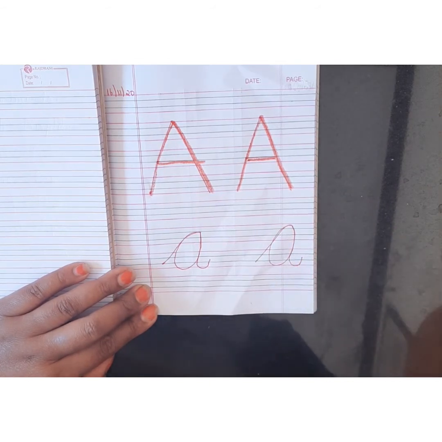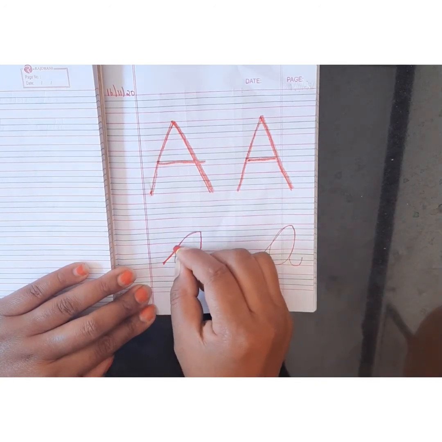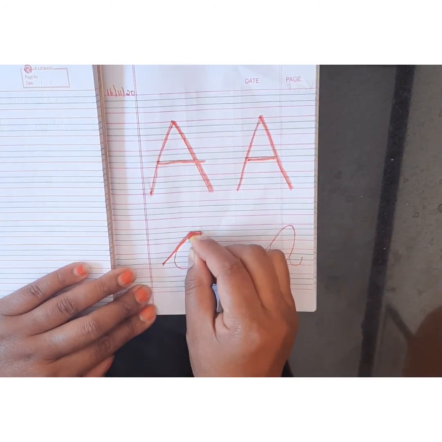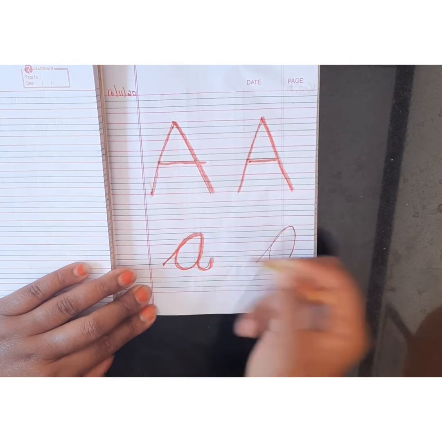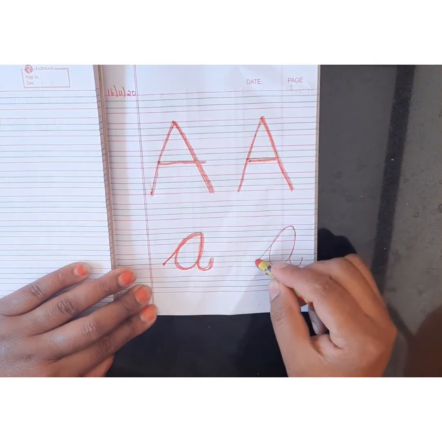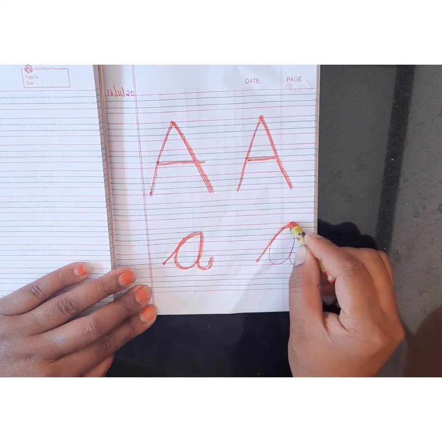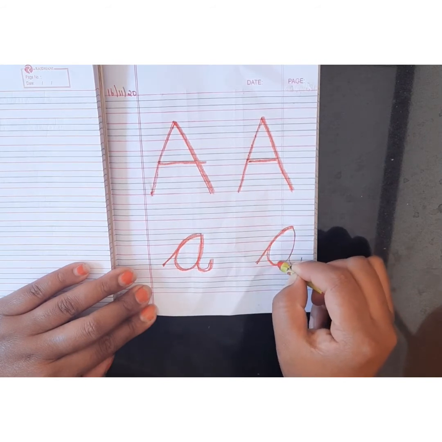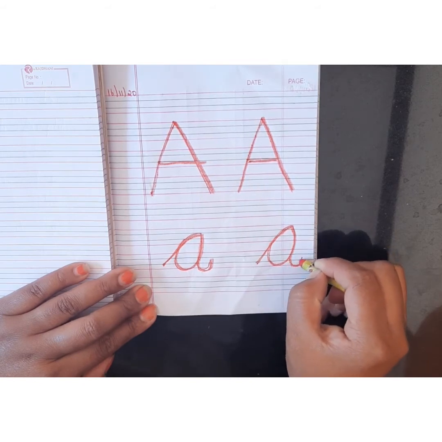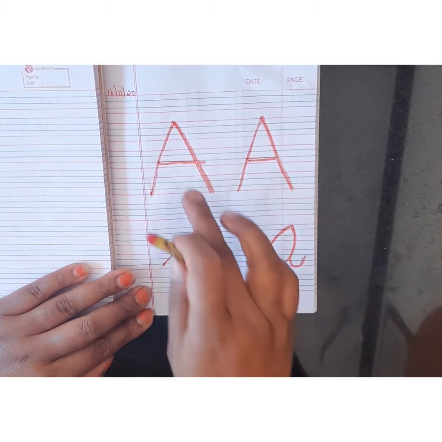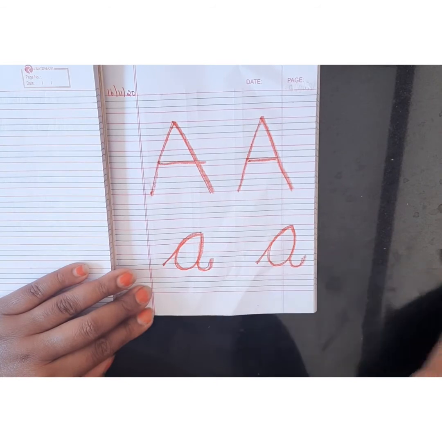Okay, come on, trace here. See here, from the down, go up, come back, again go up, come down and a tail. From the down, go up, come down, again go up, come down and a tail. This is A says A.